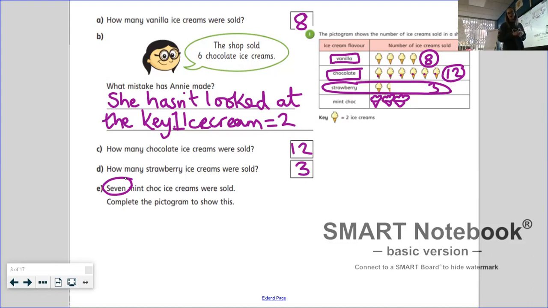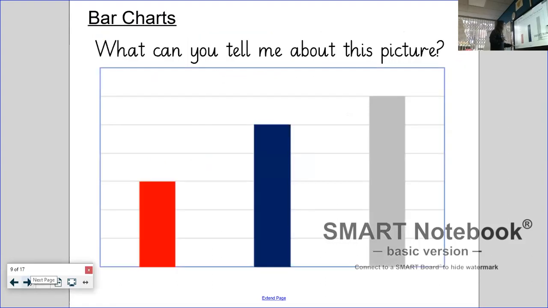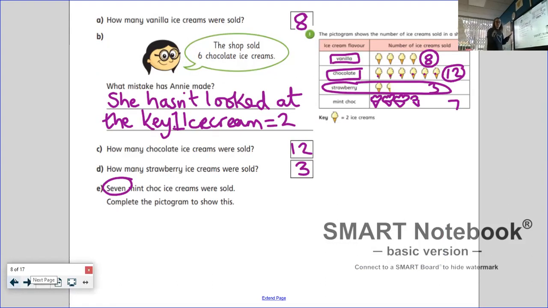What fraction of an ice cream? Tell me. Half, correct. Half of 1. There's my half. So I've got there, that shows 7. Right. Let's keep going. So that's all pictographs. We've just looked at pictograms, or pictographs, however you want to say them. We're now going to look at a bar chart.